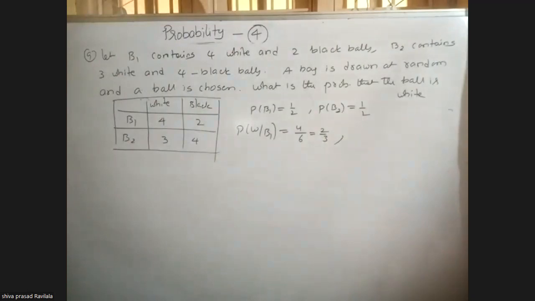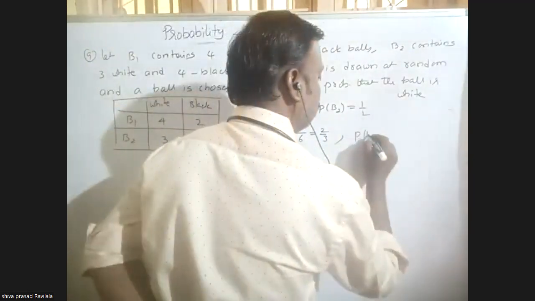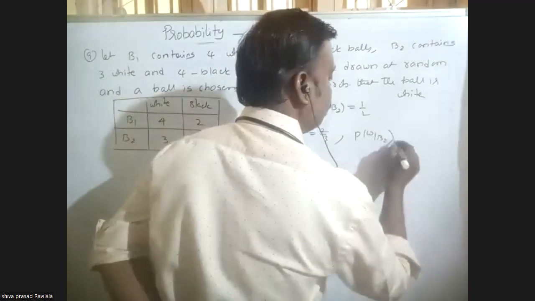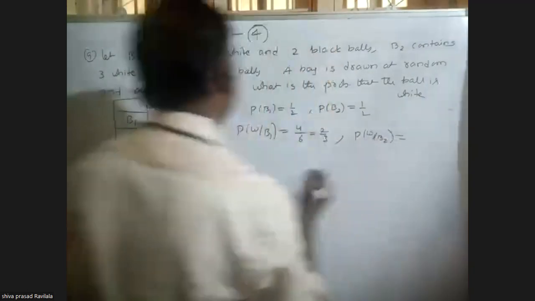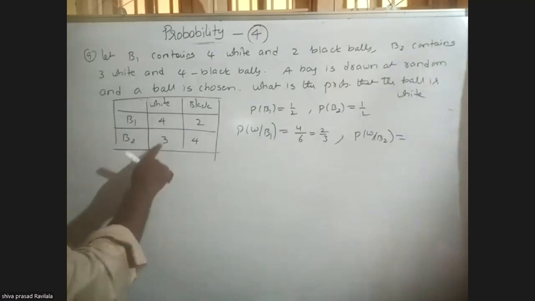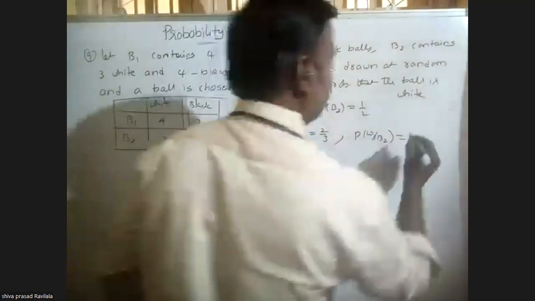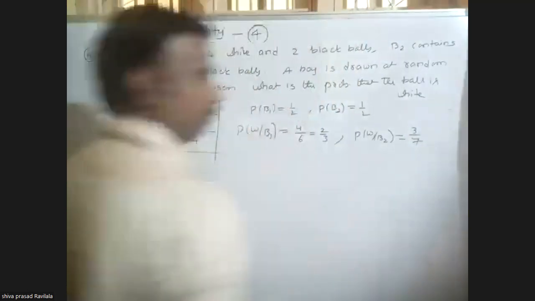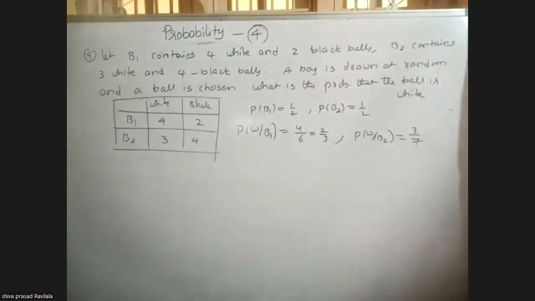And second case, probability of drawing a white ball from bag B2. Bag B2 contains how many white balls? Here, bag B2 contains 3 white balls, out of 3 plus 4, 7. Therefore, this one is 3 by 7. And finally, our question is the probability of drawing a white ball from any one of these two.